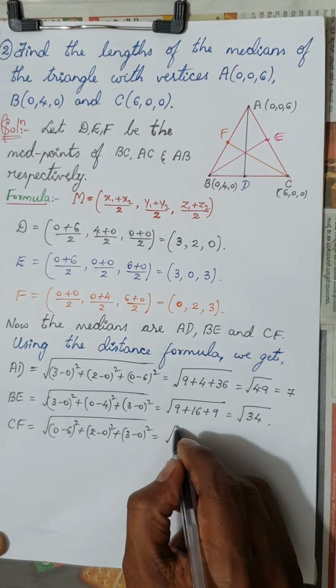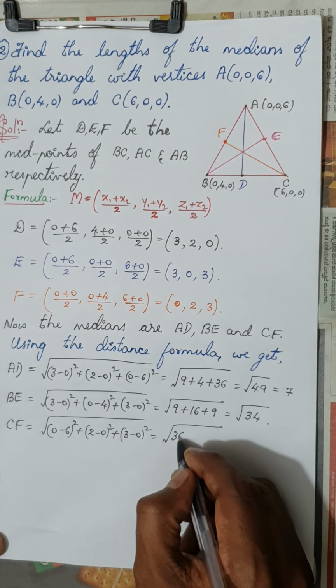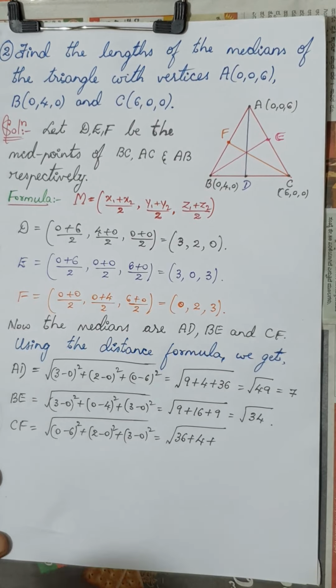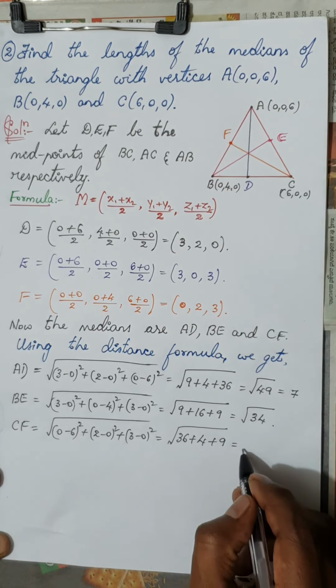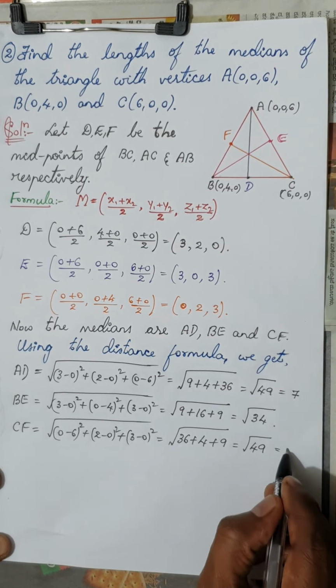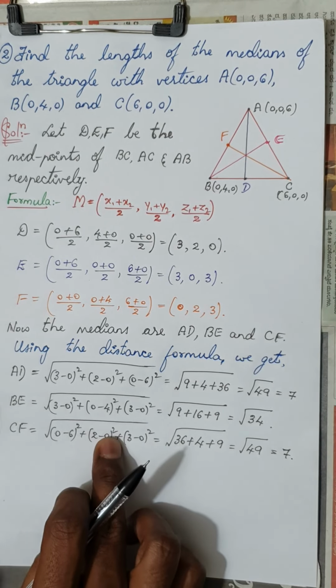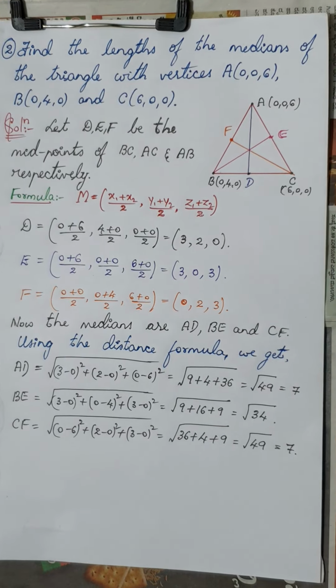Okay, that is nothing but square root of 0 minus 6 is minus 6, minus 6 square would be plus 36, plus 2 minus 0 is 2, 2 square is 4, plus 3 minus 0 is 3, 3 square is 9. This is nothing but square root of 36 plus 4 is 40, 40 plus 9 is 49, again square root of 49 is plus 7. Okay, so these are the required lengths of the medians of the triangle ABC.